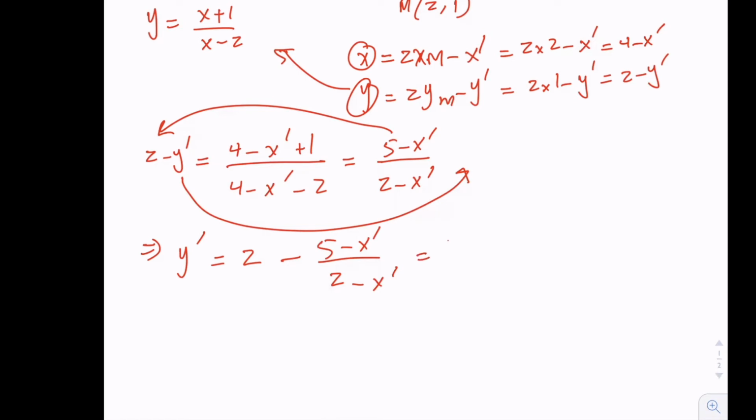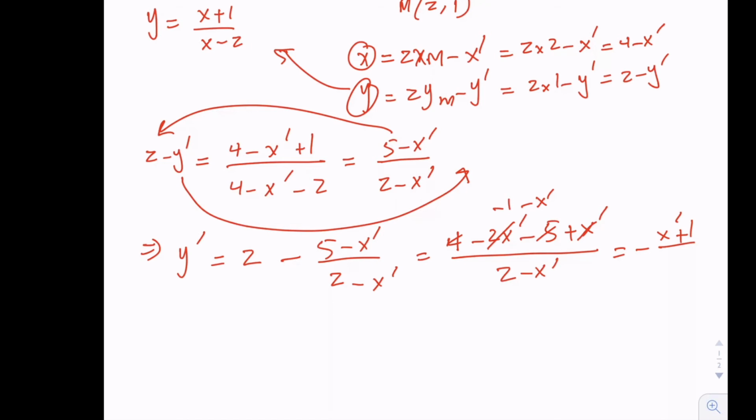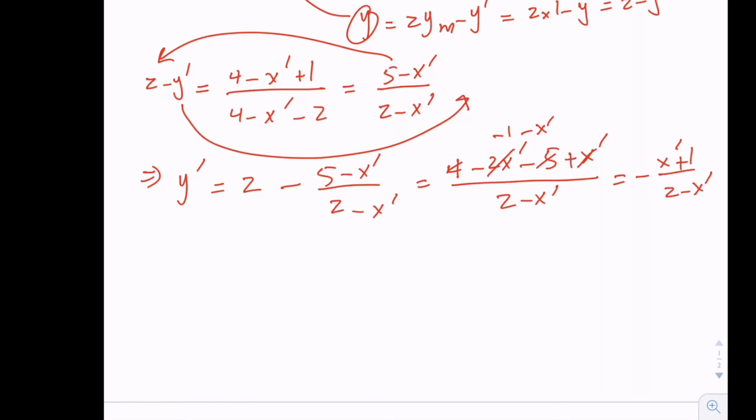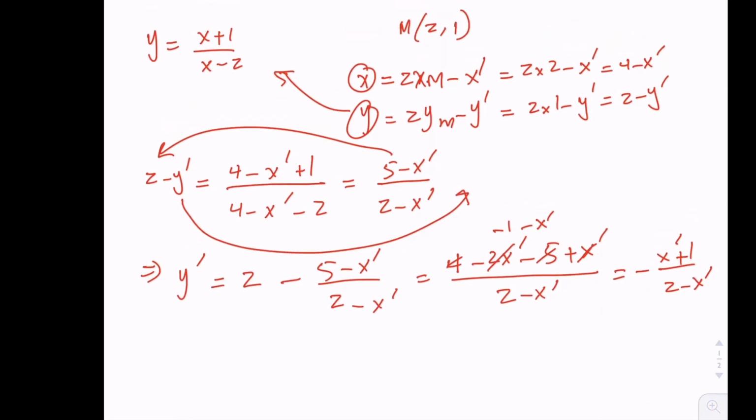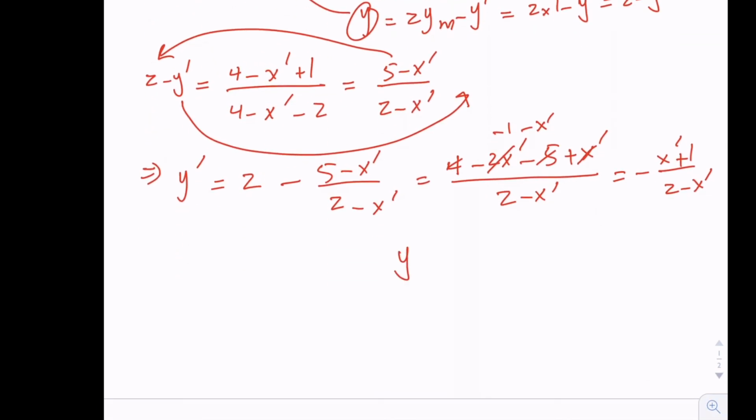And then we will have 4 minus 2x prime minus 5 plus x prime divided by 2 minus x prime, and that will be minus x prime plus 1. So this and this will give minus x prime, and this will give minus 1, divided by 2 minus x prime. So the mirror image of that function with respect to point M (2, 1) will be y prime is minus x prime minus 1 over 2 minus x prime.